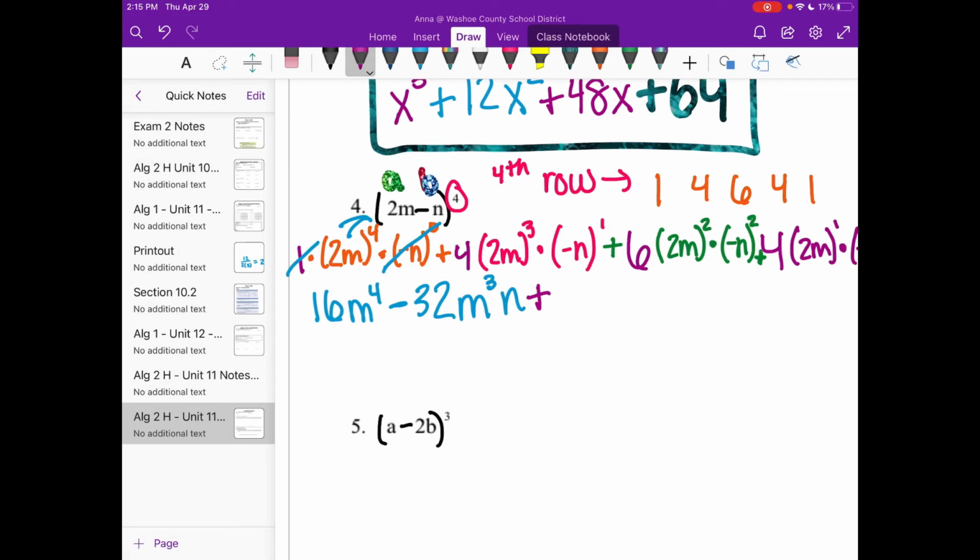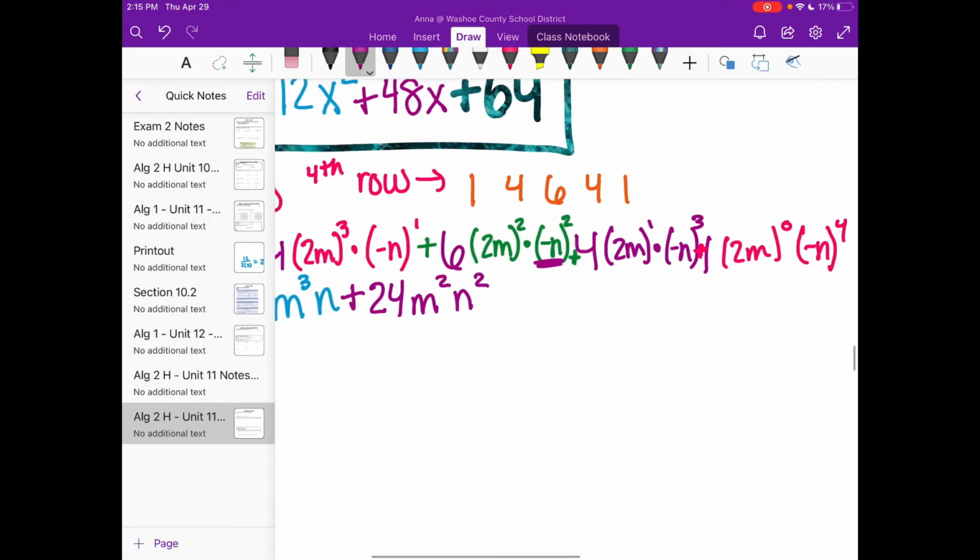And then second term, 2m squared. So 2 squared is 4. Times that 6. And I know my n is going to be positive because it's squared. So 4 times 6 is 24. So I have a 24 here. M squared and n squared. Okay.